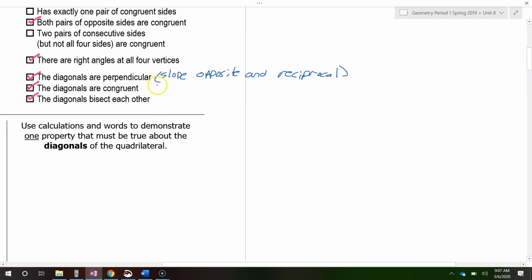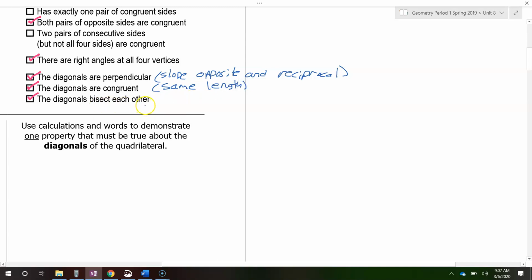Okay, if I wanted to prove that the diagonals were congruent, what does that mean? What do I have to prove? What do I have to show? What's the key word? It's going to be length. We'd have to show that they have the same length.